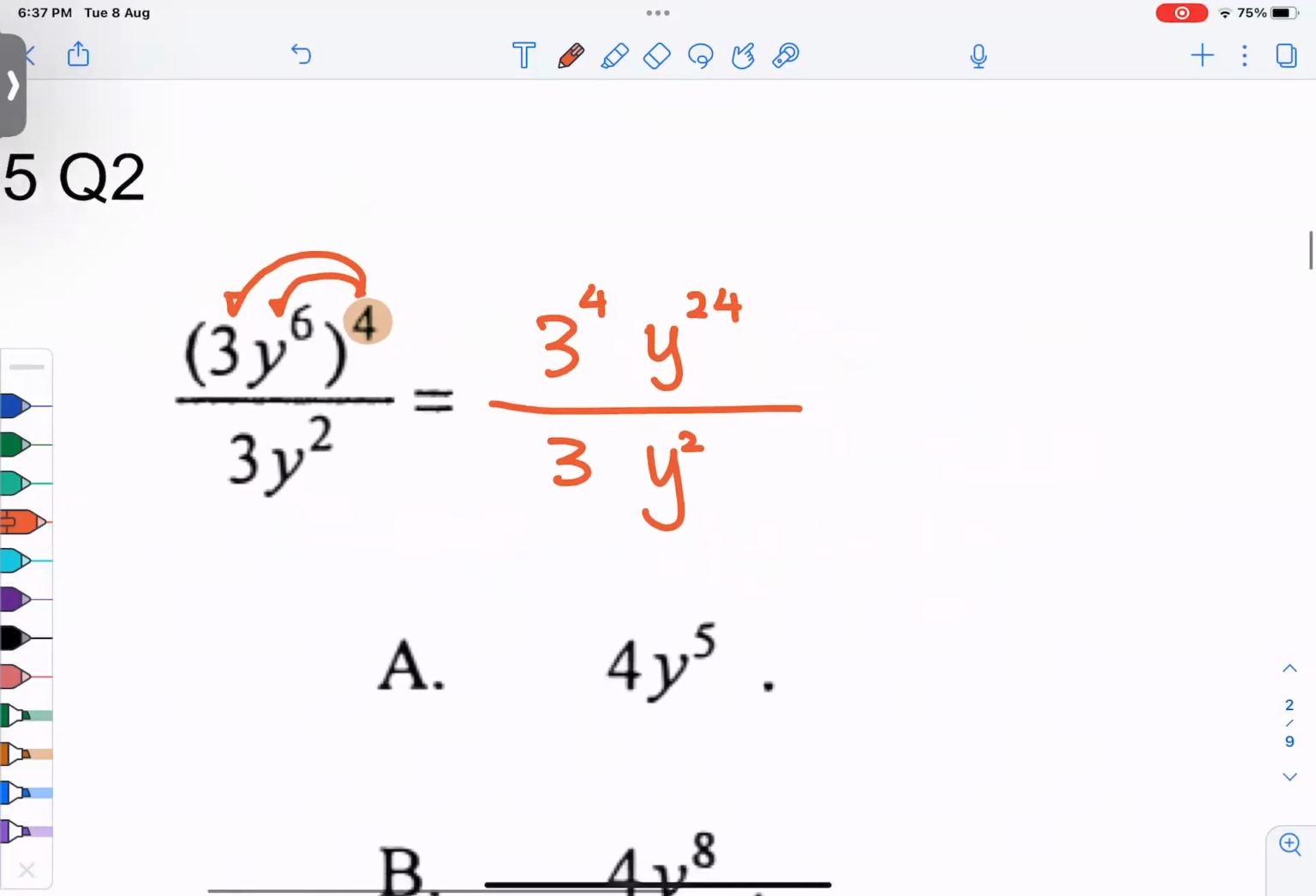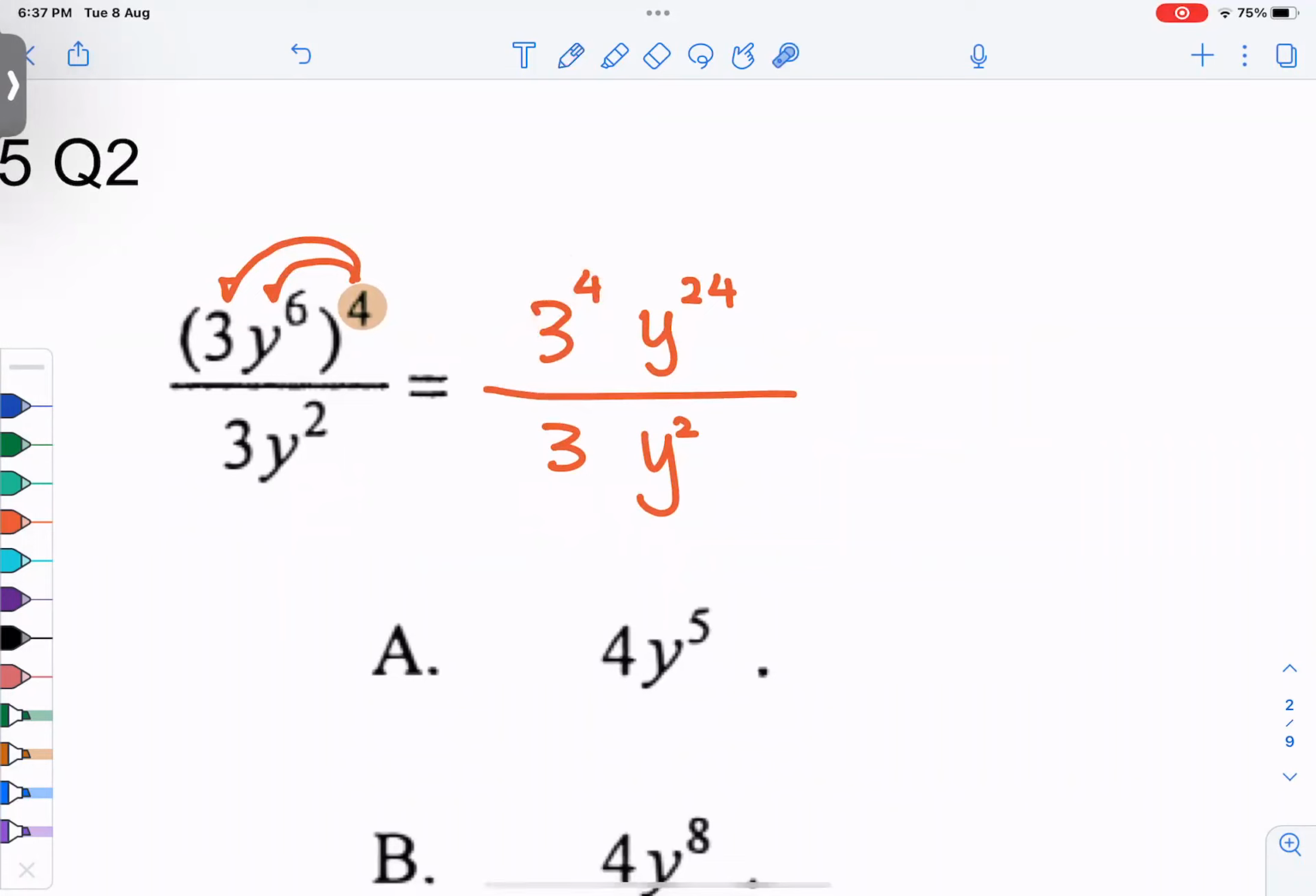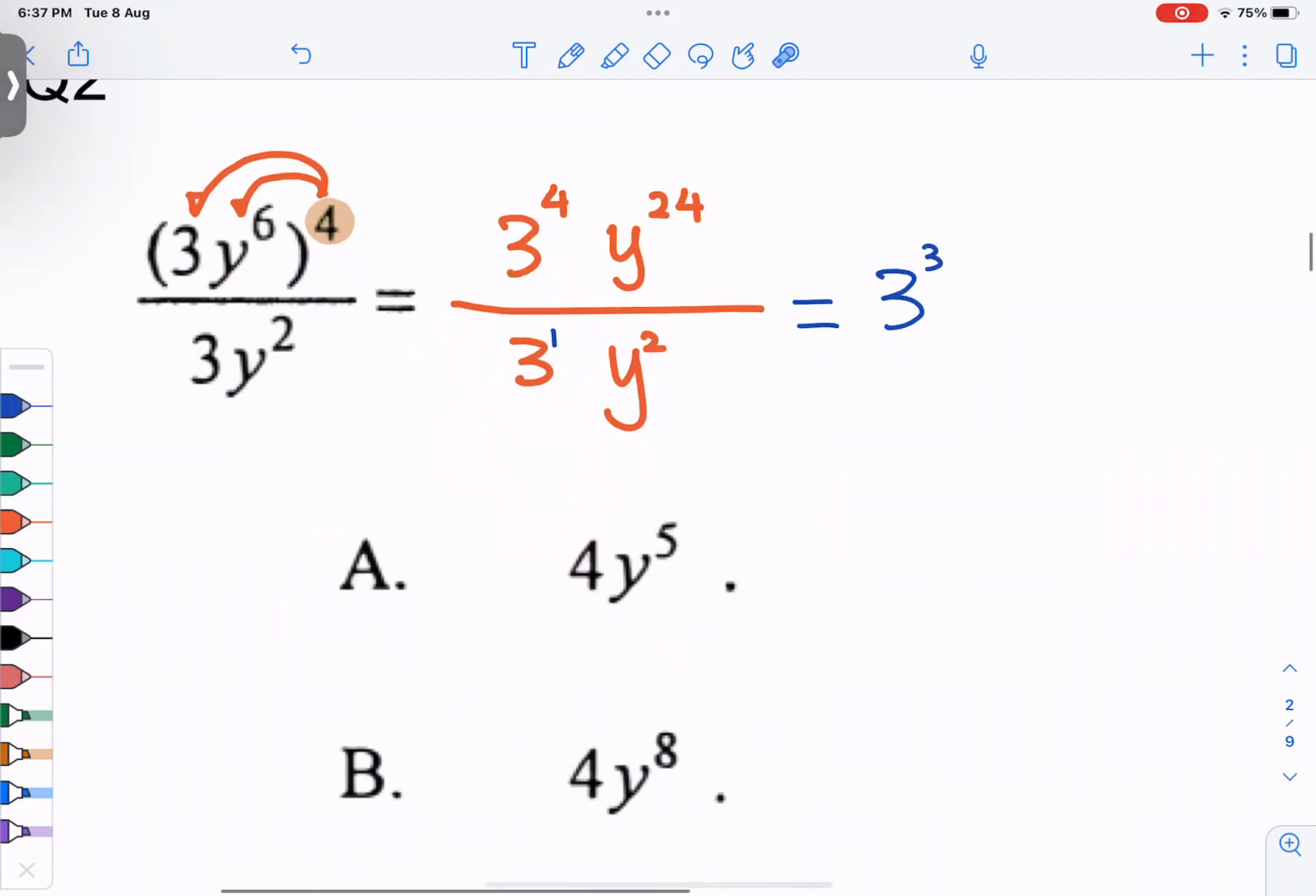And then for the numbers, deal with numbers. 3, 4 divided by 3. What do you get? 3 cube, 81. Yep. Because this one has 1 power, and this one has 4 powers. The upside is bigger, so 4 minus 1, 3 cube. You can write it this way, or you could just click calculator, 27.